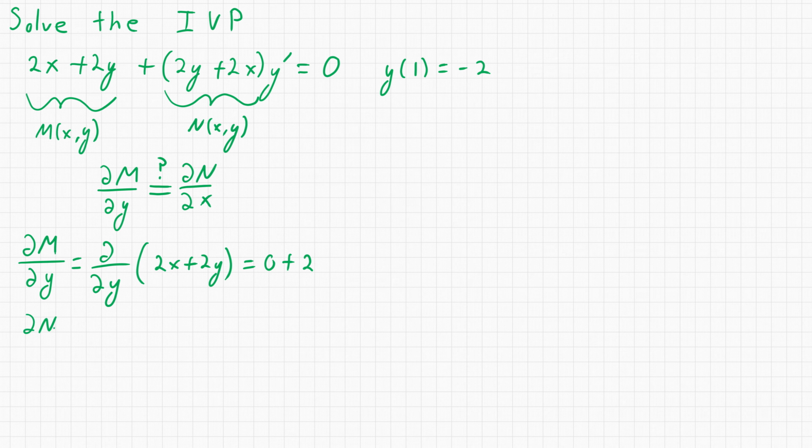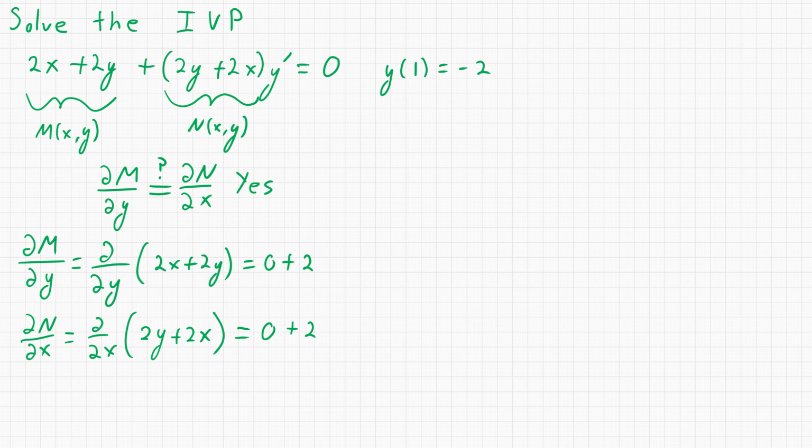And then the partial N, partial x, that's partial x applied to almost the same thing, just reordered, 2y plus 2x. Well, partial x applied to 2y, that's 0. Partial x applied to 2x, that's 2. So the answer was yes. So now we're going to go ahead and try and find f.